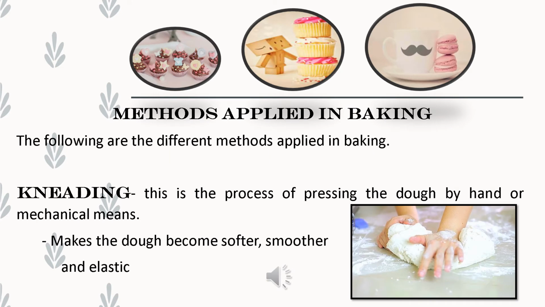Methods applied in baking. The following are the different methods applied in baking. First, kneading. This is the process of pressing the dough by hand or mechanical means. It makes the dough become softer, smoother, and elastic. This method is commonly used in preparing bread and pies.